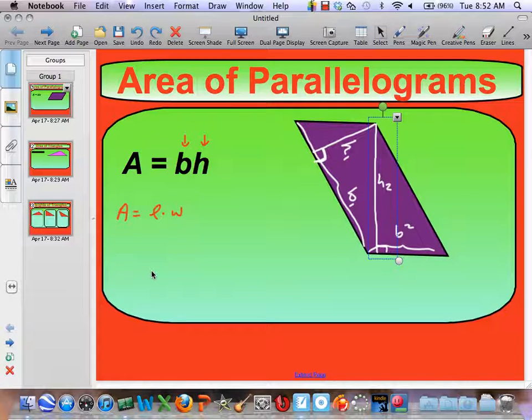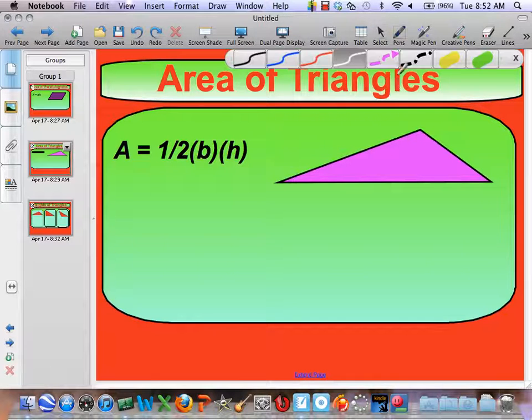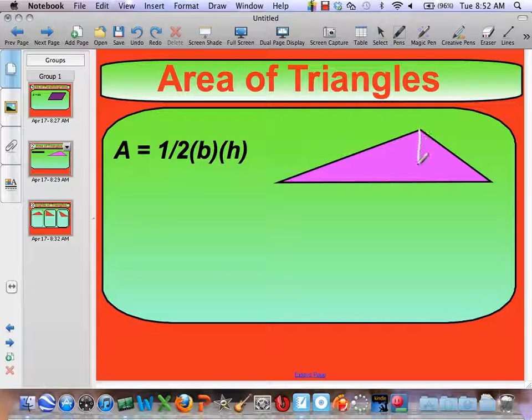So that's something that you'll see several times on the homework tomorrow, so it's just really important that you see that. When we move into triangles, it's the same exact concept. You have the base and you have the height that is perpendicular to the base. So that's really all that is. Notice that on a triangle, it's half base times height.